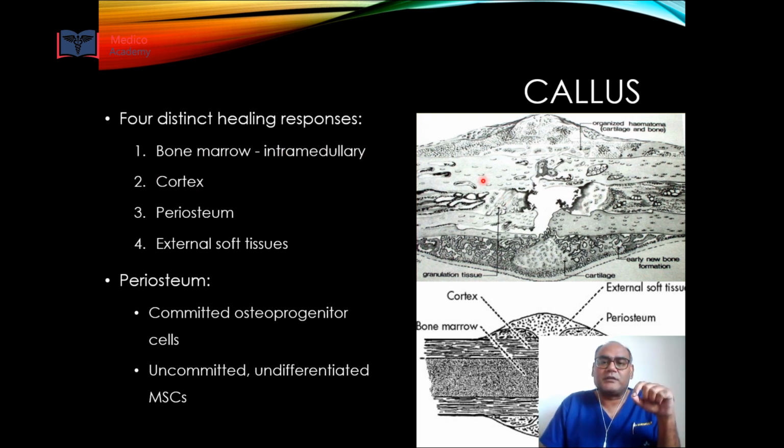The second is the primary cortical callus, which will form directly from the bone cells which are present in the cortices, and the periosteal callus, which is formed from the pluripotential stem cell that has just now got induced and will form new bone and lay down the bone in an appositional manner. That means they will deposit the bone over the cortex. And the last is the callus formed from the external soft tissues. Now this callus, this is the periosteal, subperiosteal callus.